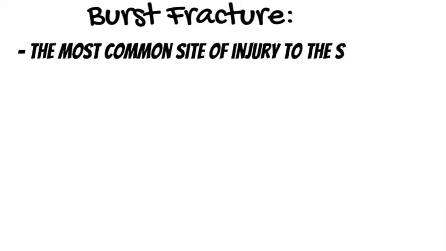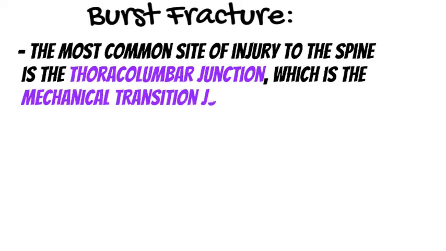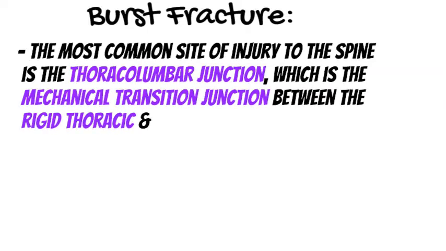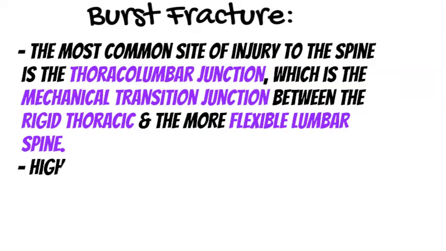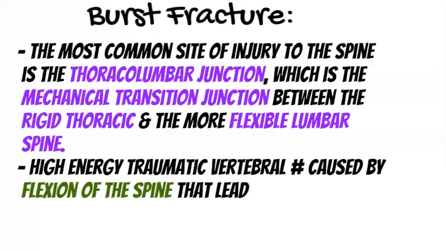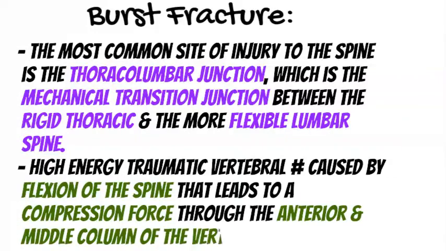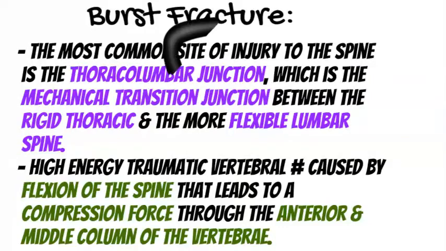Next, regarding the burst fracture. The most common site of injury to the spine is the thoracolumbar junction, which is the mechanical transition junction between the rigid thoracic and the more flexible lumbar spine. It is a high-energy traumatic vertebral fracture caused by flexion of the spine that leads to a compression force through the anterior and middle column of the vertebrae.